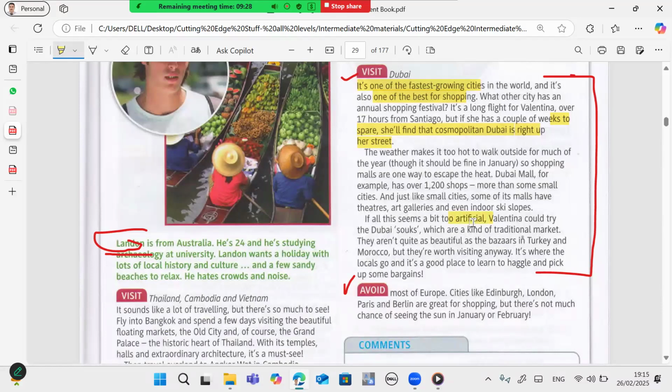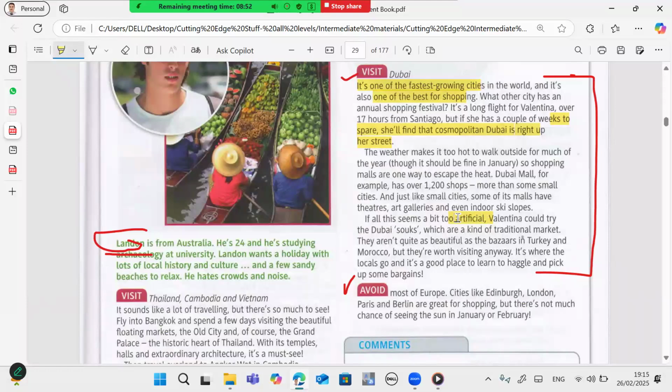What does it mean, artificial? A bit too artificial. Not natural. يعني شيء صناعي. AI, artificial intelligence. الذكاء الاصطناعي. So A for artificial, I for intelligence.